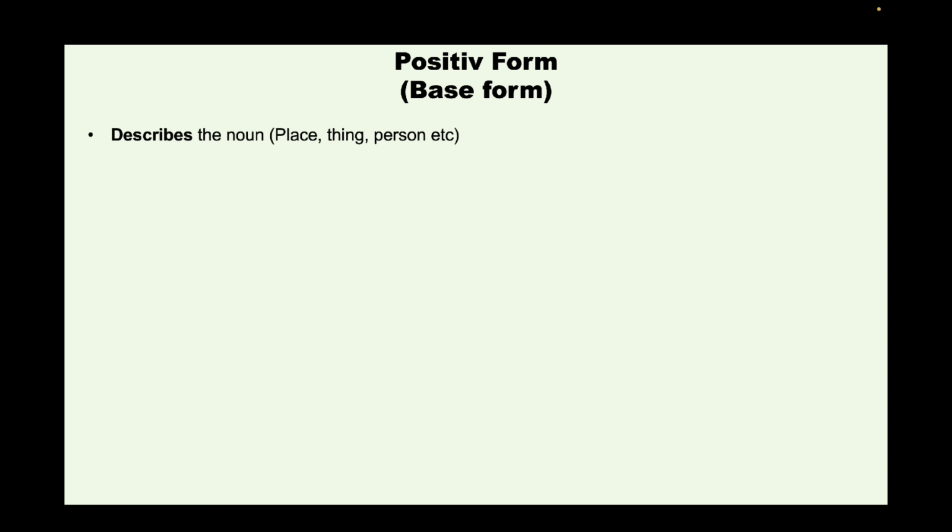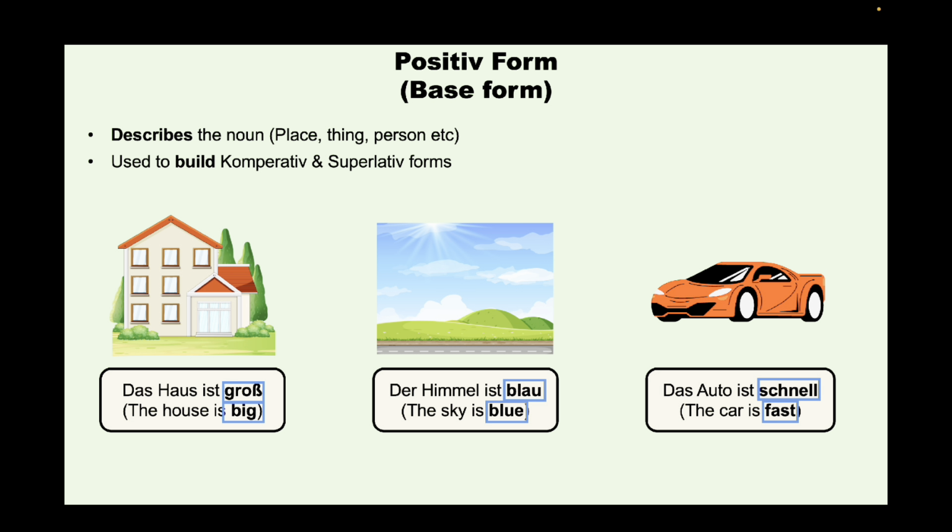So let's first of all take a look at the positive form. I also like to call it the base form, and I will tell you why. So the positive form describes the noun, such as the place, thing, or person, etc. It is used to build the comparative and superlative forms. So we use this form to further build up these other forms. All the adjectives that we saw in the previous examples, all of them are in the positive form. Groß, blau, schnell, these are all positive forms.